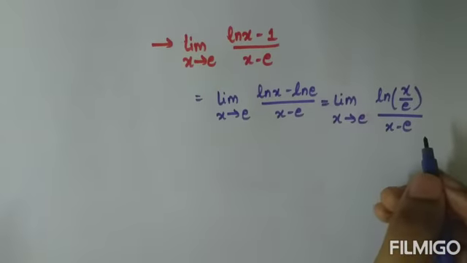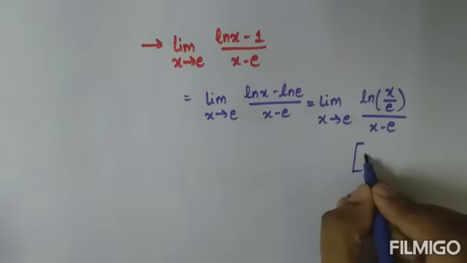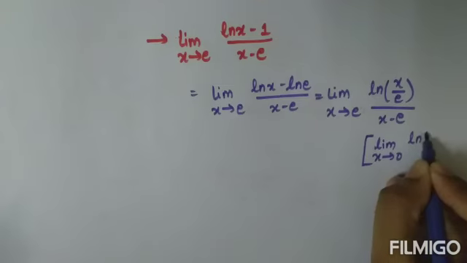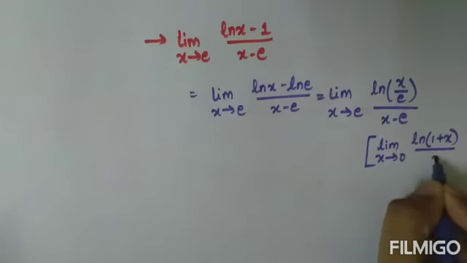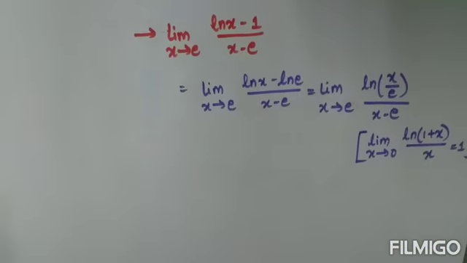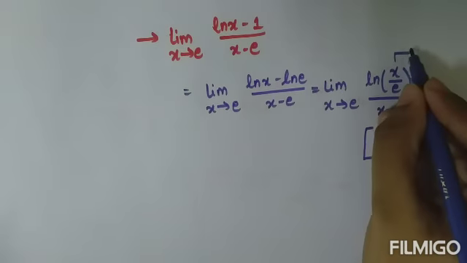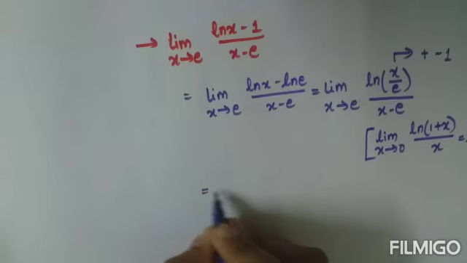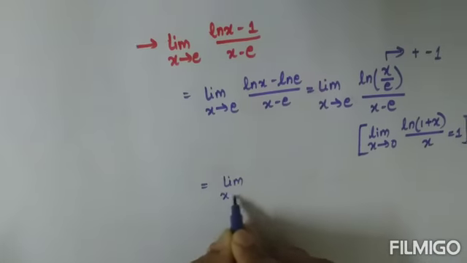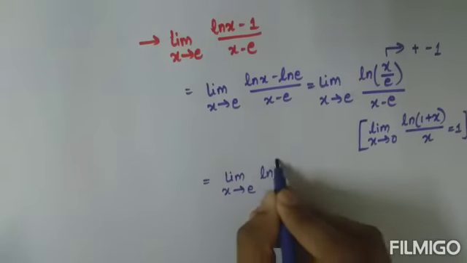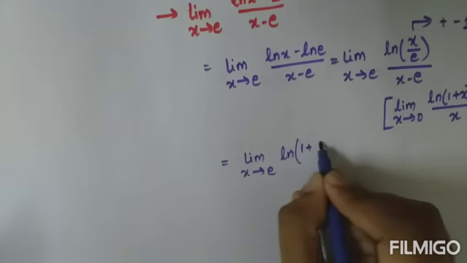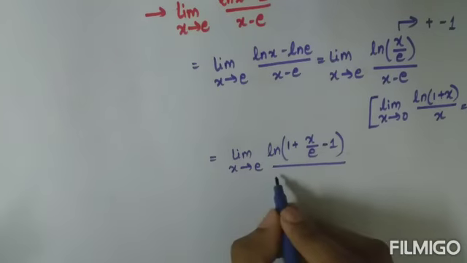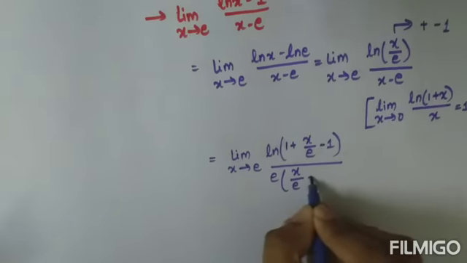So how to evaluate this? We already know the formula for limit x tends to 0 of ln 1 plus x by x is equal to 1. So first, let us try solving it by adding and subtracting 1. So this turns out to be limit x tends to e of ln 1 plus x by e minus 1, by, if we take e as common, x by e minus 1.